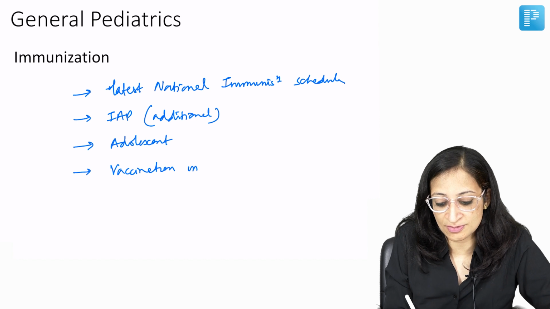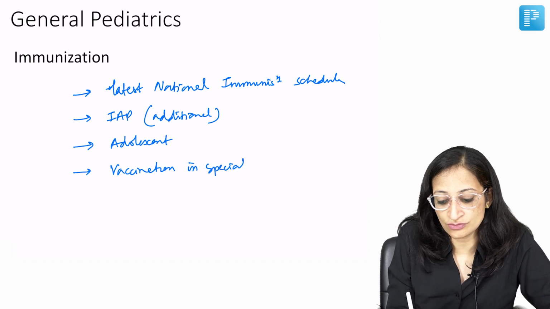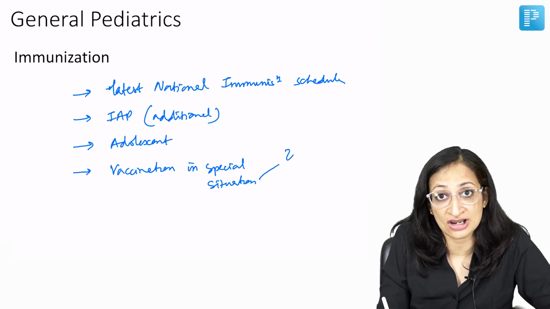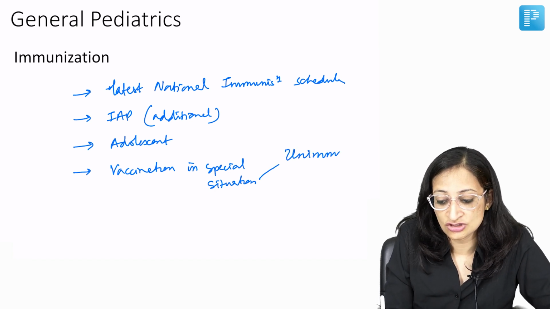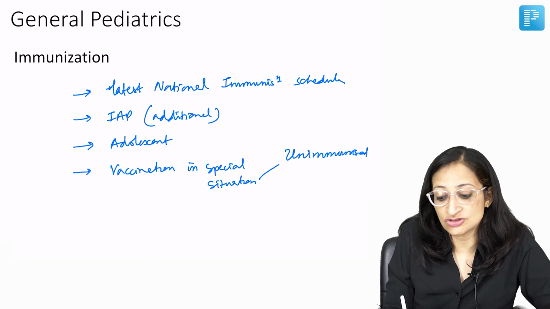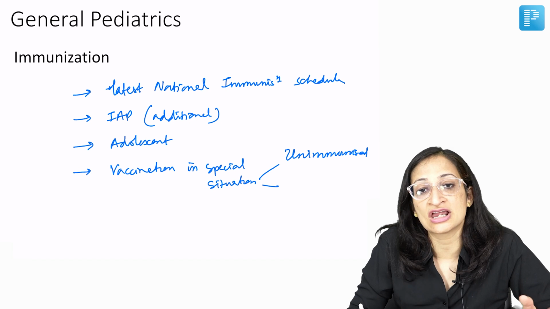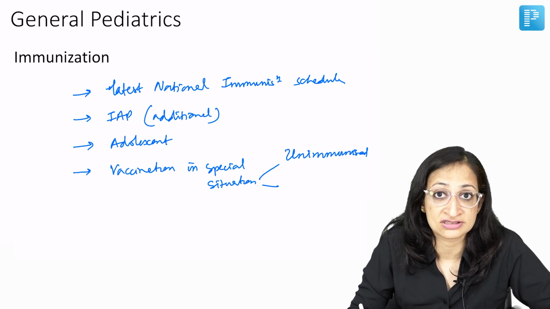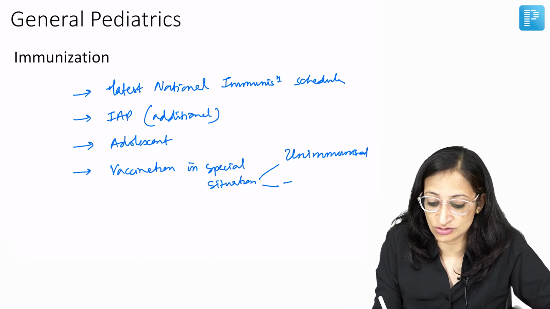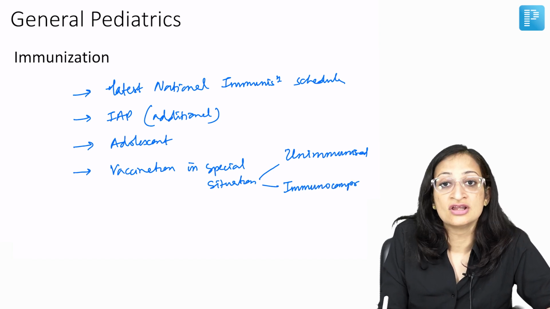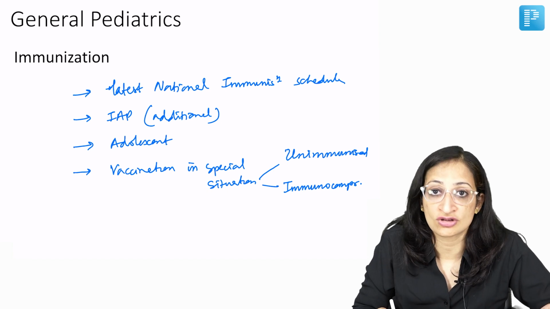So vaccination in special situations, like how to vaccinate an unimmunized child or a partially immunized child. So we need to know about that. We need to know how to vaccinate a child who is immunodeficient, like a child with nephrotic syndrome who is on steroids. So how to vaccinate that child. So in the immunocompromised child, vaccination again is very important. Recently in the INI-CET pattern, you got a question on that.